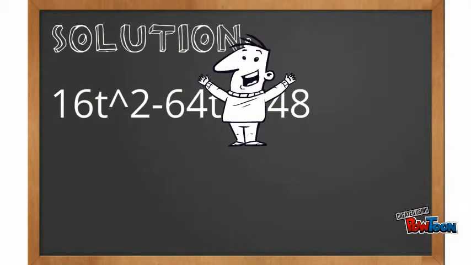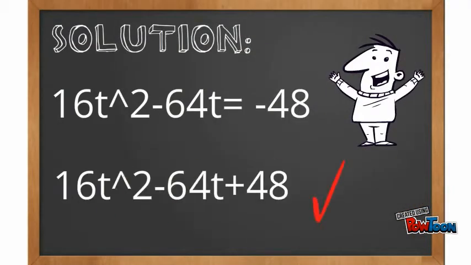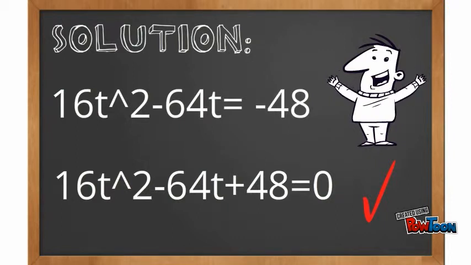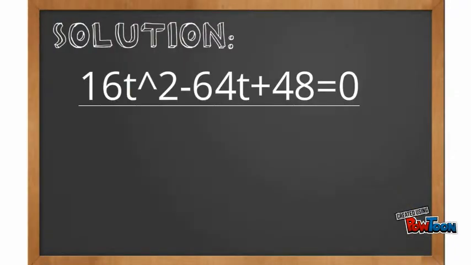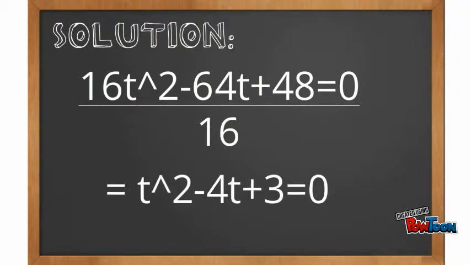Next step, we should turn our equation into a standard form, which will lead us to the answer of 16t squared minus 64t plus 48 equals 0. Next step, to decrease the equation, we need to divide it by 16 since the terms are all divisible by it.